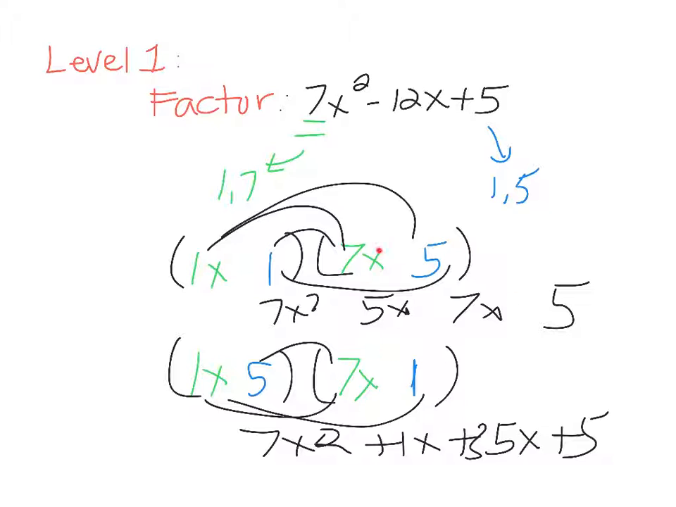So we just have to figure out how do we want these 5s and 7s to combine to be a negative 12 in the middle, and in which case we'd want them both to be negative. So if we had a negative 1 and a negative 5, that would make this negative and that negative, which would be our negative 12. So we factored it into x minus 1 and 7x minus 5.